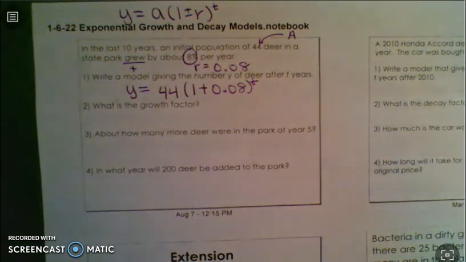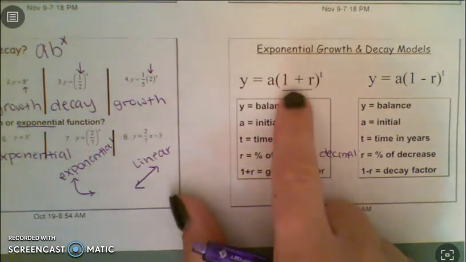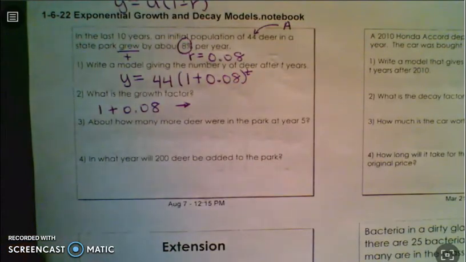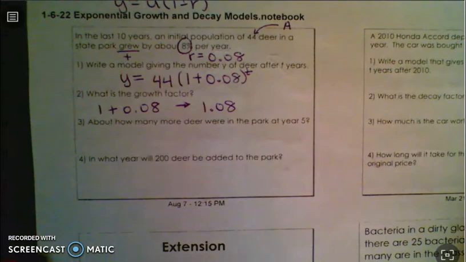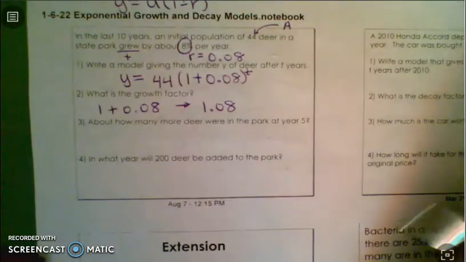Then it says, what is the growth factor? Well, if we go back to the other side, the growth factor is the 1 plus r, so it's that whole parentheses part. So our growth factor is 1 plus 0.08, but we're going to simplify that. So 1 plus 0.08 is just 1.08. And it's a growth factor because it's growing. It is greater than 1.